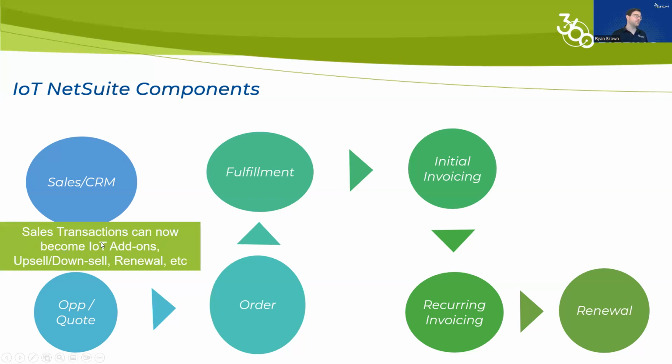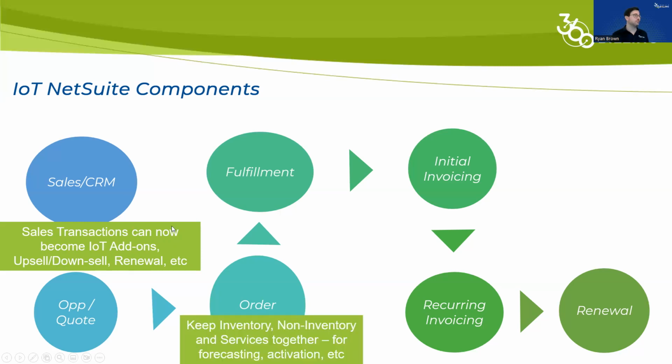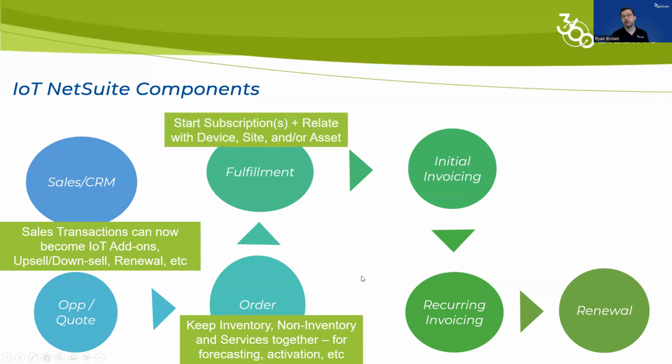Your sales transactions in NetSuite can become your IoT add-ons, your upsells, downsells, your renewals, your orders, because 360 subscription billing works with native NetSuite transactions. Like sales orders, it lets you keep your inventory, non-inventory, and services items together, item groups, kits, and whatnot. That way you can forecast, activate, and all of that with those different product types together.